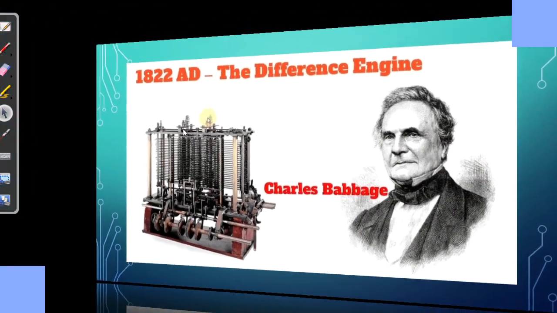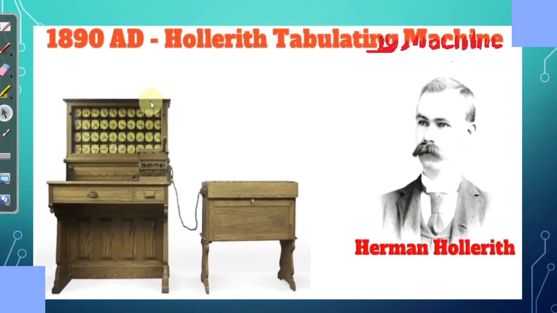Next, in 1890 AD, the Hollerith tabulating machine was invented by Herman Hollerith. Under his name, he invented one tabulating machine. So these are all the various phases of how the computer was invented.